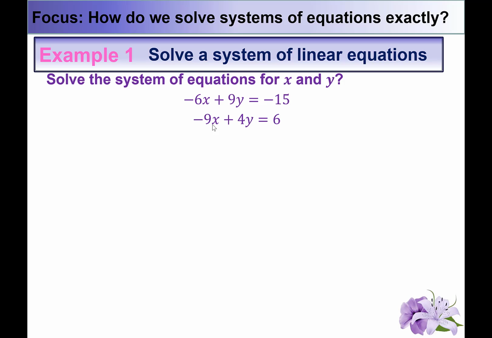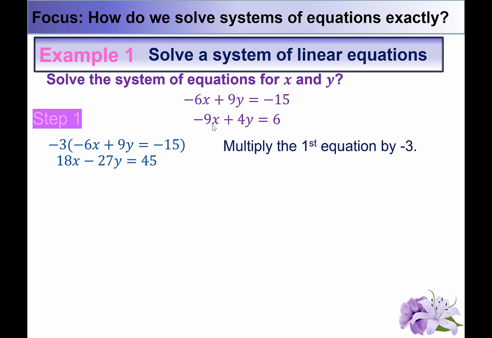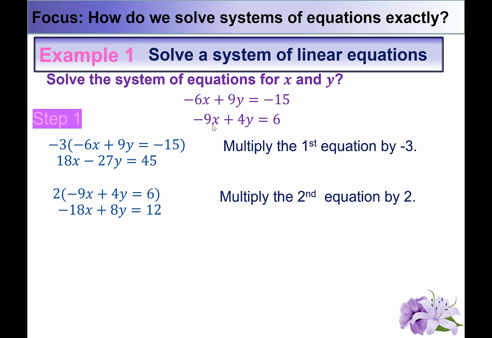So I'm going to multiply the first equation by -3, so its coefficient is a positive 18x. So we multiply the first equation by -3. We get 18x minus 27y equals 45. For the second equation, since I want it to be negative, I can just multiply the second equation by 2. So my new second equation is going to be negative 18x plus 8y equals 12.